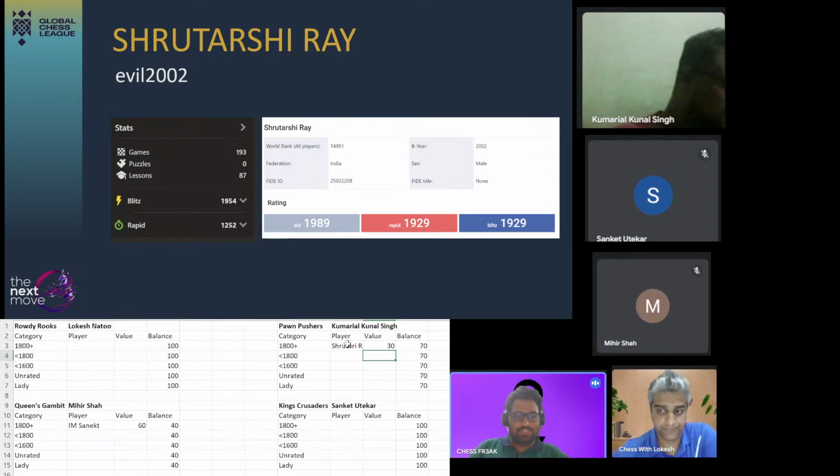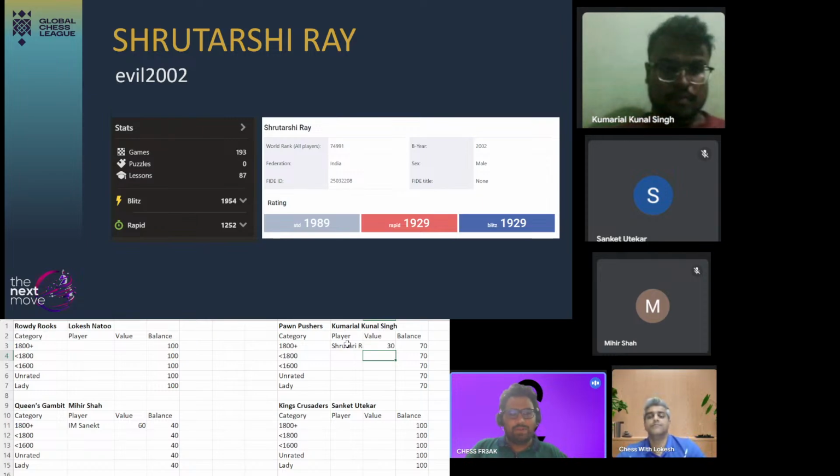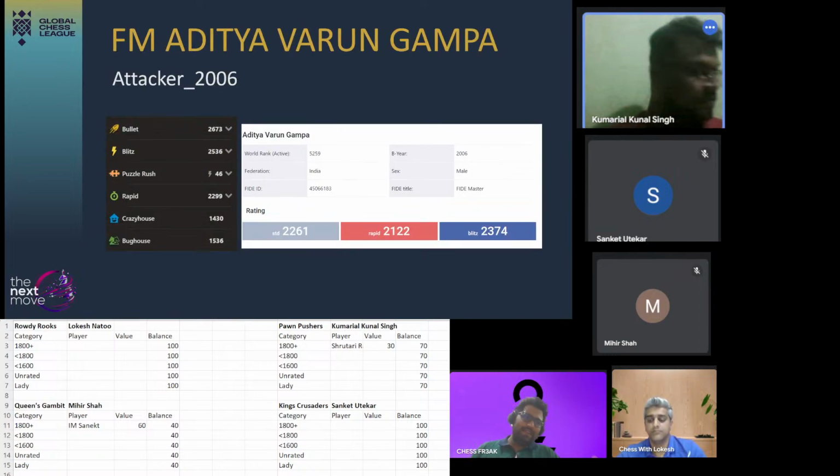Now I still have two chits remaining. Let's see. Who is it? It is player number one. FIDE Master Aditya Varun Gampa, the second title player. The first one has been sold. The second player here is up for grabs. Lokesh Natu and Sanket Utekar, only the two of you are left.